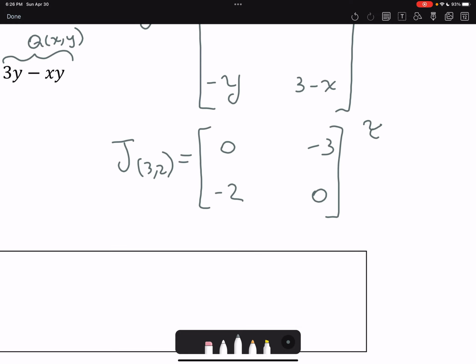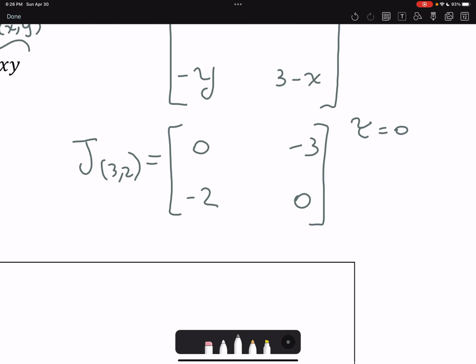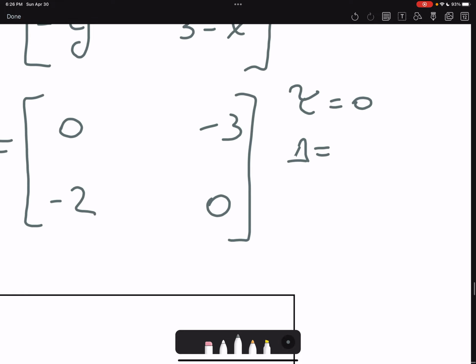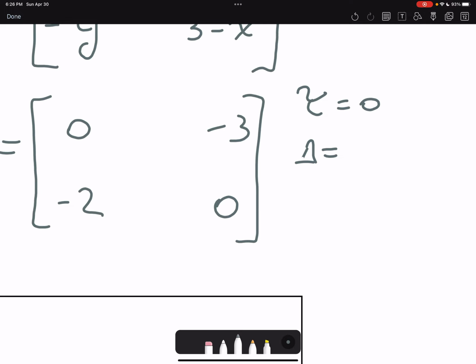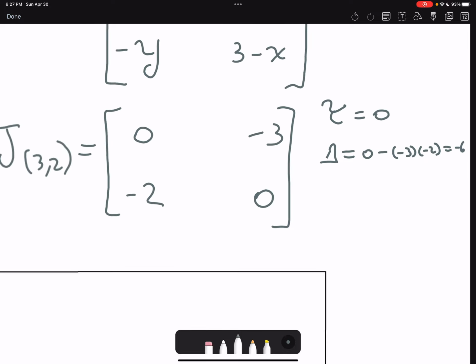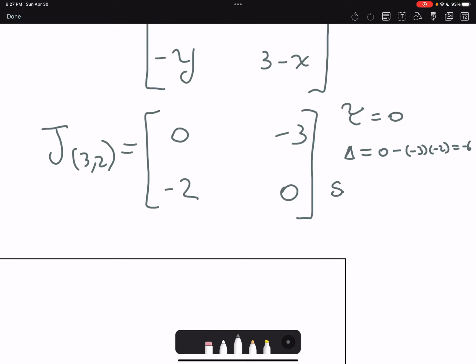So the trace is 0, which means it's sometimes doubtful to classify them. And the determinant here is going to be 0 minus negative 3 times negative 2, which is going to be negative 6. And so if the determinant is negative, then this is a saddle.